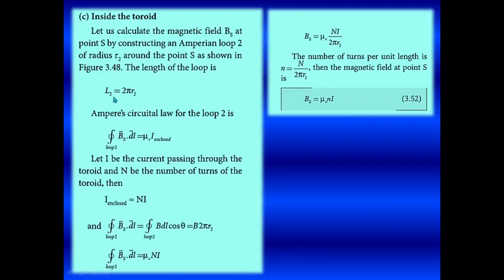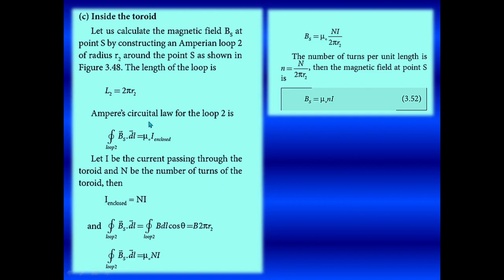So the equation can be written as L2 is equal to 2 pi R2. Ampere circuital law for loop 2 is the line integral of loop 2 of Bs vector dot dl vector is equal to mu naught I enclosed. Let I be the current passing through the toroid and N be the number of turns of the toroid. Then I enclosed is equal to N into I.